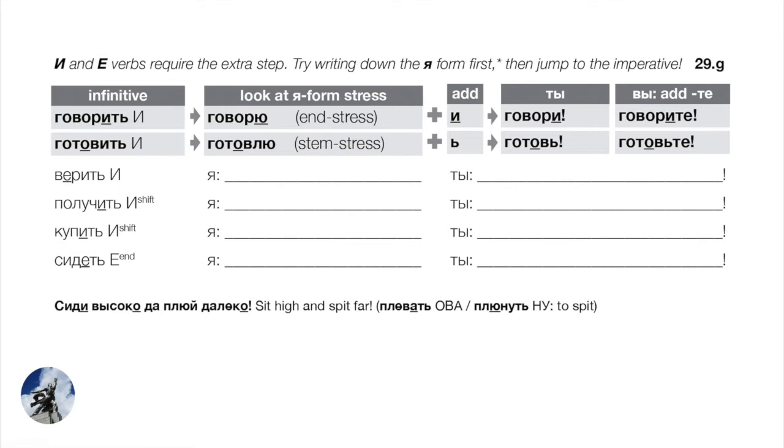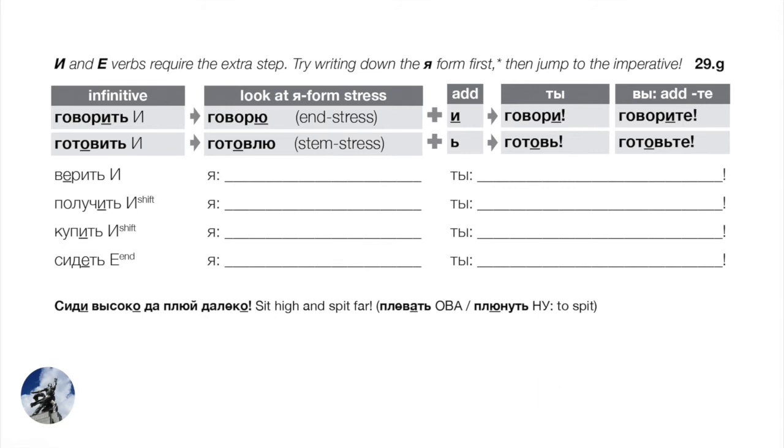Получить, okay? Infinitive is stressed on the final syllable. That implies я получу, I will receive. Получу, which implies the imperative получи, right? Receive or take this. Купить, to buy. Okay, the ya form will be куплю.